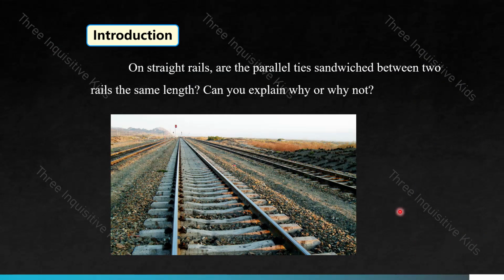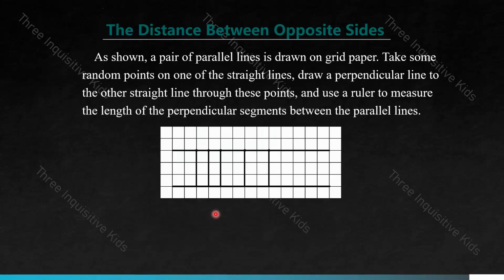On straight rails, are the parallel ties sandwiched between the two rails the same length? Can you explain why or why not? The parallel ties that we are referring to in this question are just these wooden strips over here. As you can see, they're connecting the two long metal rails. So, do you think that they are all of the same length or not? Well, that's what we're going to be finding out today.